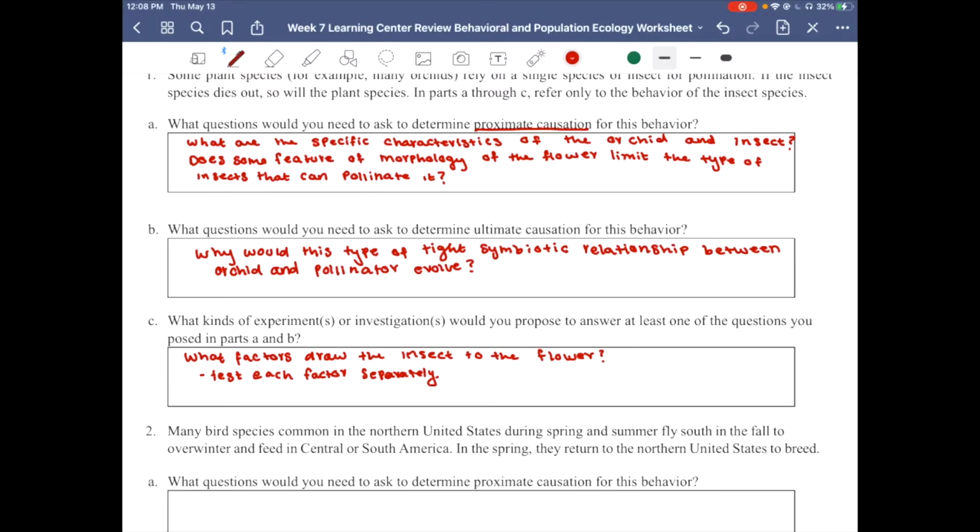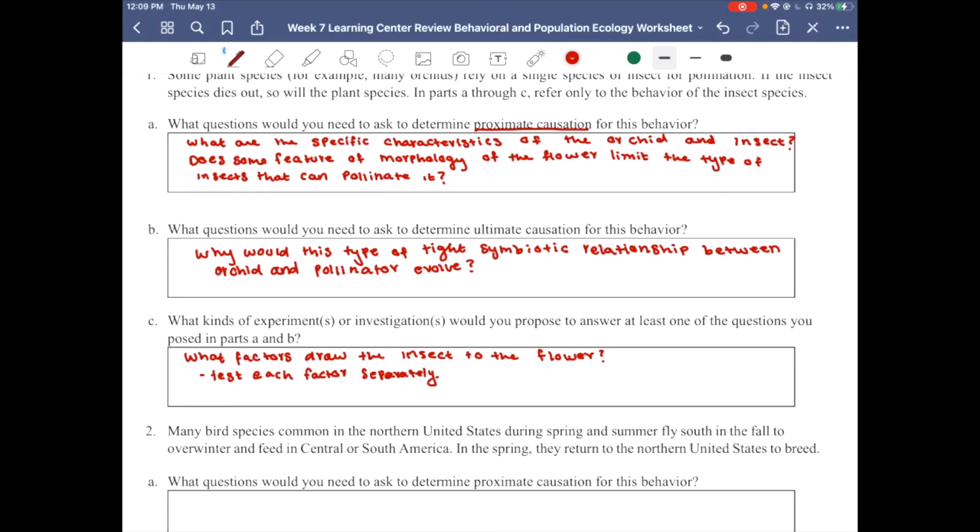We could also observe the insects' response to the different types of nectar, whether they only go to one plant and how often they go to that nectar. Is it every 5 minutes, every 1 minute? That would let you know how much they prefer the nectar.